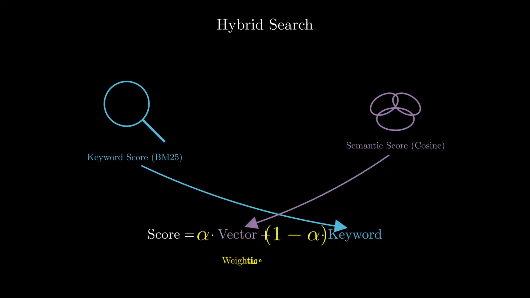Here, the magic lies in this variable, alpha. Alpha acts as a tuning knob. If you set alpha to 1, you rely entirely on vector semantics. If you set it to 0, you are back to pure keyword search. By picking a value in between, say 0.7, you prioritize conceptual meaning while still respecting the precision of specific terminology. This mathematical blend creates a robust system that understands context, but doesn't lose sight of exact matches.